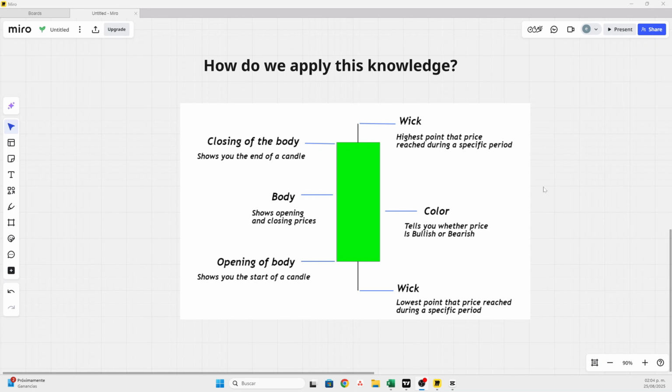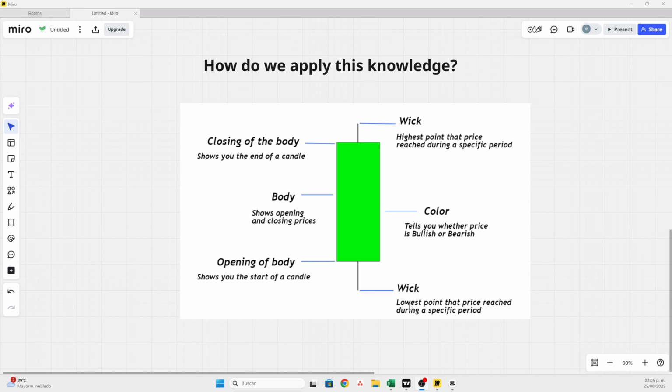So first, let's jump into the wick. As you know now, there's a top wick and a bottom wick. The top wick is going to represent the highest point that price reached during a specific time period. For example, if this is a 5 minute candle, this will mean that this was the highest point that the candle reached during these 5 minutes.